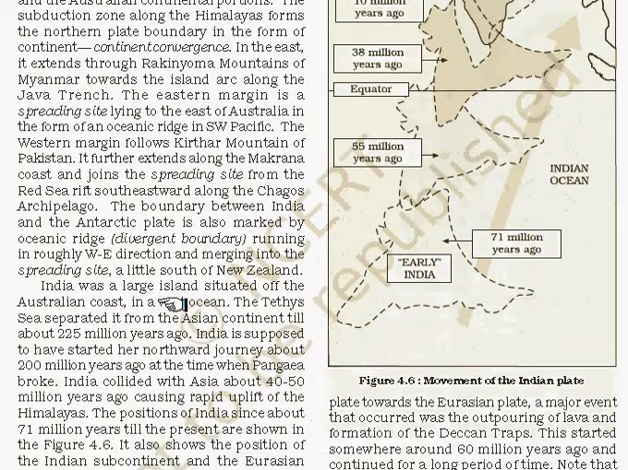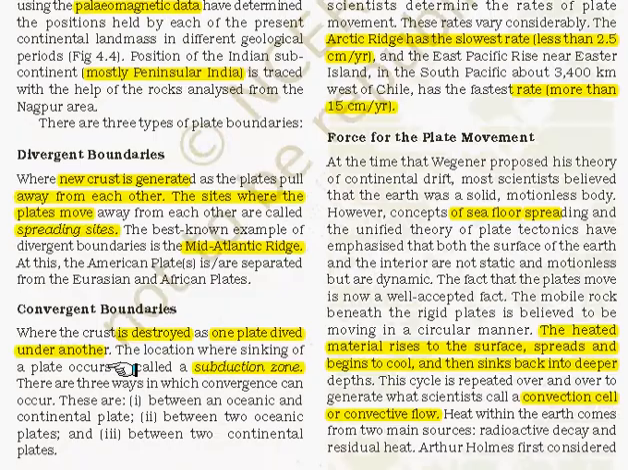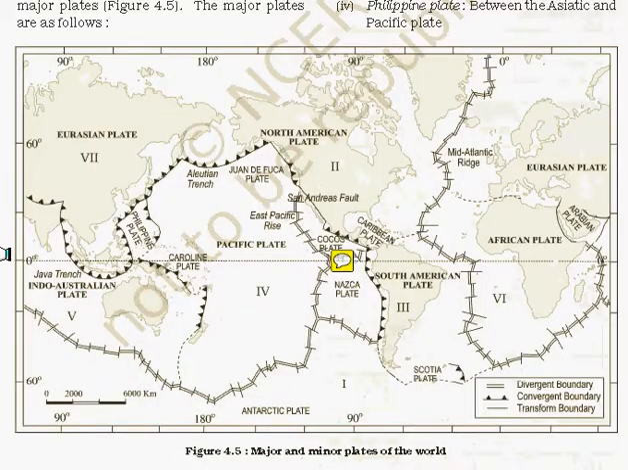So India was a large island situated off the Australian coast, and in the vast ocean the Tethys Sea separated it from the Asian continent till about 22 million years ago. So here in the above map, if we imagine, India was here near Australia, and here was the Tethys Sea. So the Indian island was a large island, and it moved northward towards the Eurasian plate. So while doing that, it consumed the Tethys Sea.